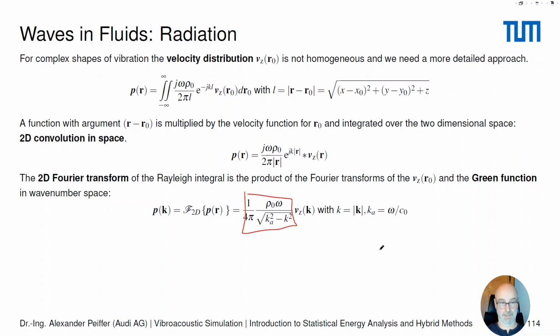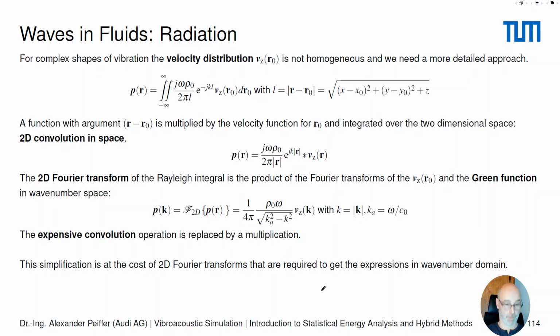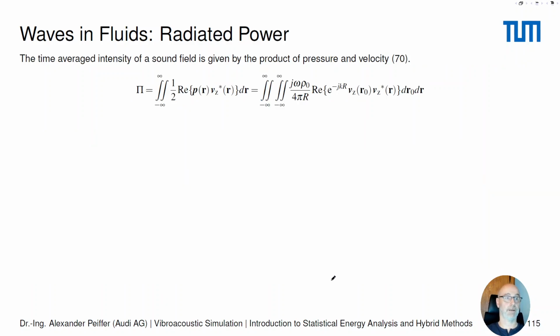But keep in mind, and that's the trick, our quite expensive convolution or surface integration is replaced by a multiplication. The only thing is that we have to perform the 2D Fourier transform of the expressions. The Green function is always given because it's an analytical expression, but you also always need the Fourier transform of your vibration pattern, which might be complicated, but this can also be done by numerical 2D FFTs. Good. So much for radiation.